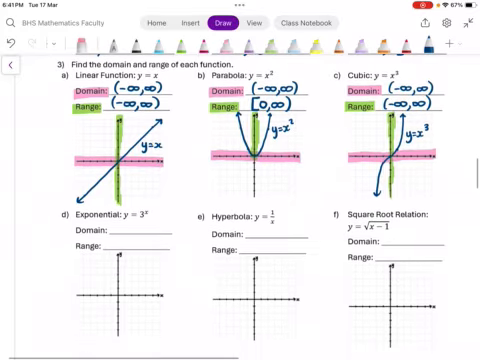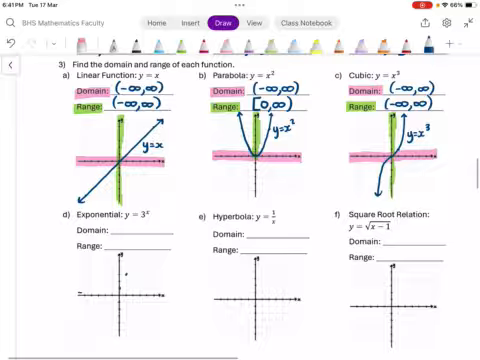Okay, moving on to our exponential function, y equals 3 to the power of x. If you're not sure what this looks like, you could put in some x values. When x equals 0, it is at 1. When x equals 1, it is at 3. And we will never get any negative values. So our exponential function looks something like this. Let me just do that again.